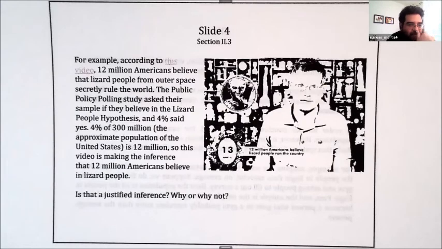For example, according to the video, 12 million Americans believe that lizard people from outer space secretly rule the world. A public policy polling study asked their sample if they believed in the lizard people hypothesis, and 4% said yes. So think about this. The video says 12 million Americans believe that lizard people from outer space rule the world. They're getting this from a poll. This poll asked people if they believe in the lizard people, and 4% of the people who responded said yes. Well, 4% of 300 million, which is about the population of the United States, is 12 million.